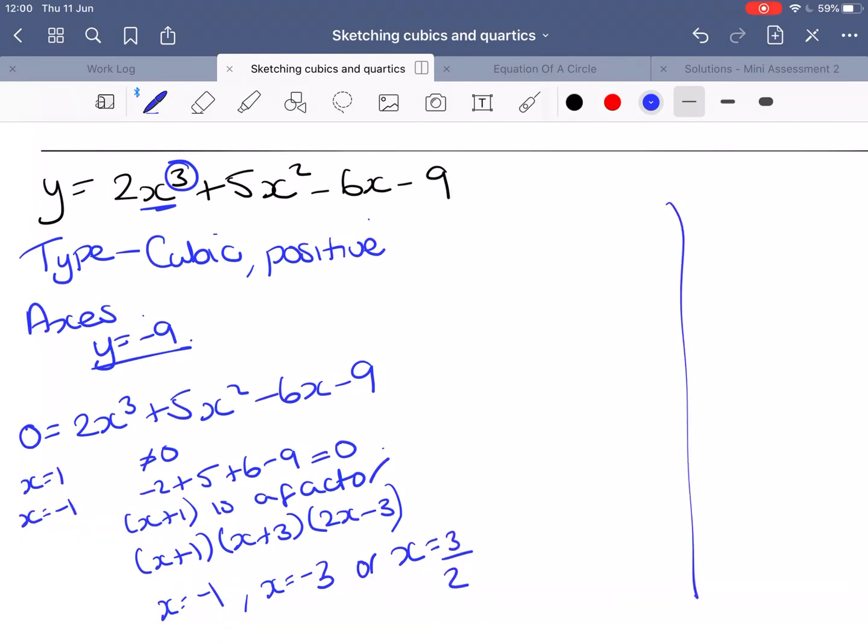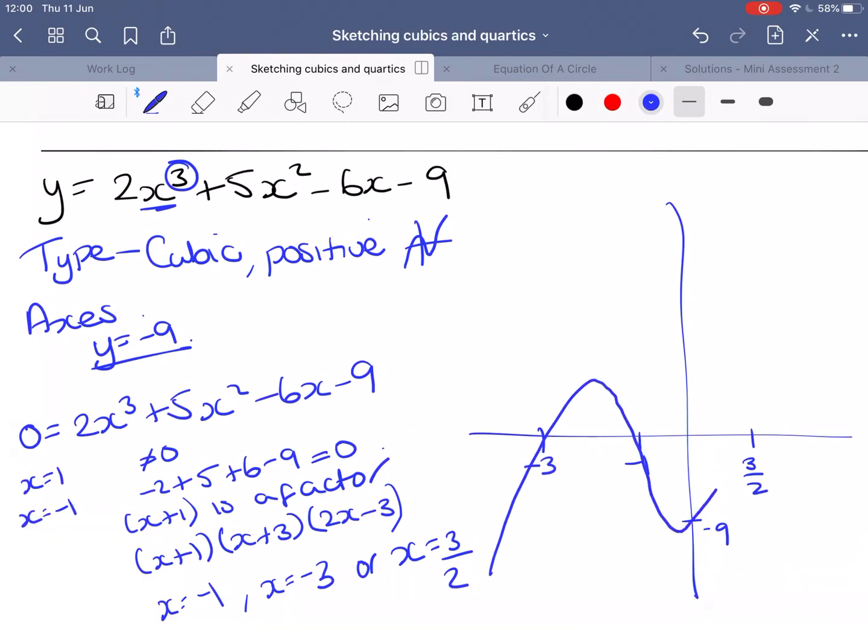And now I can draw my lines, my cubic. So I need minus 3, I need minus 1, and I need 3 over 2. It crosses the y-axis at minus 9. I didn't actually do my little sketch of what a positive cubic looks like. It looks like that, starts in the bottom left and goes up. So it's a nice straightforward one.